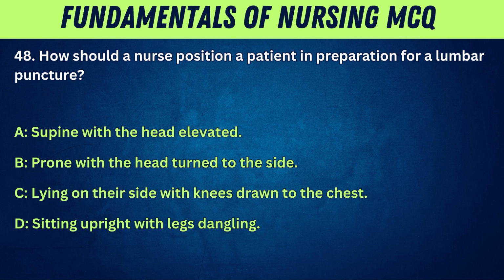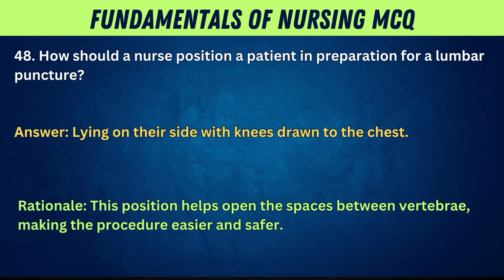48. How should a nurse position a patient in preparation for a lumbar puncture? A. Supine with the head elevated. B. Prone with the head turned to the side. C. Lying on their side with knees drawn to the chest. D. Sitting upright with legs dangling. Answer. Lying on their side with knees drawn to the chest. Rationale. This position helps open the spaces between vertebrae, making the procedure easier and safer.